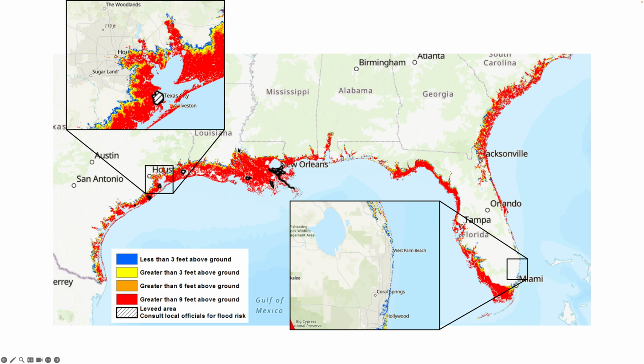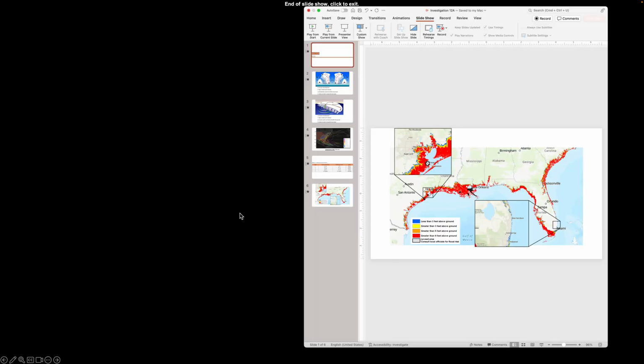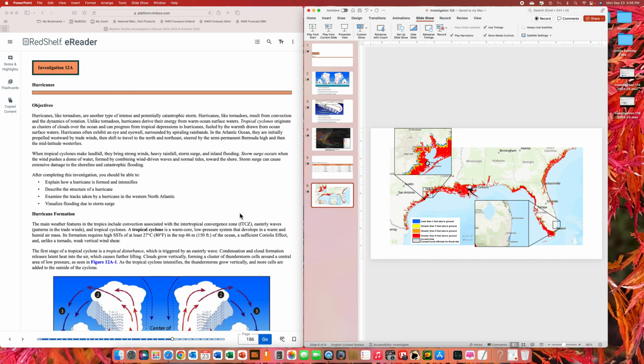So Louisiana really is, of all the states that we have to deal with hurricanes, the one that poses the greatest risk to human life and just everything. So we've already seen disaster in New Orleans in the past 20 years, but Louisiana in general really is problematic in terms of flooding from storm surge. Okay, that is everything I want to say about the general characteristics of hurricanes and Investigation 12A.